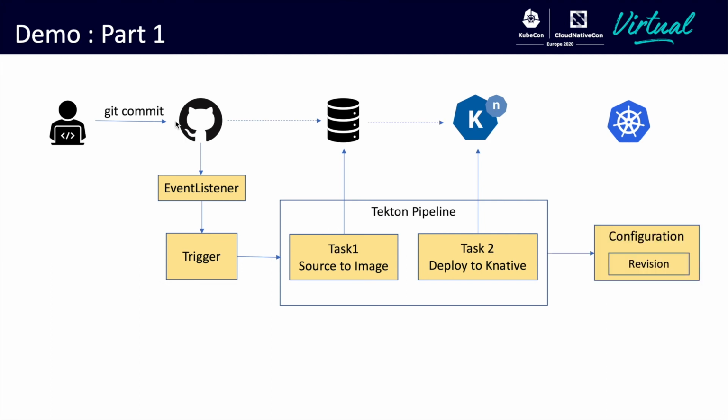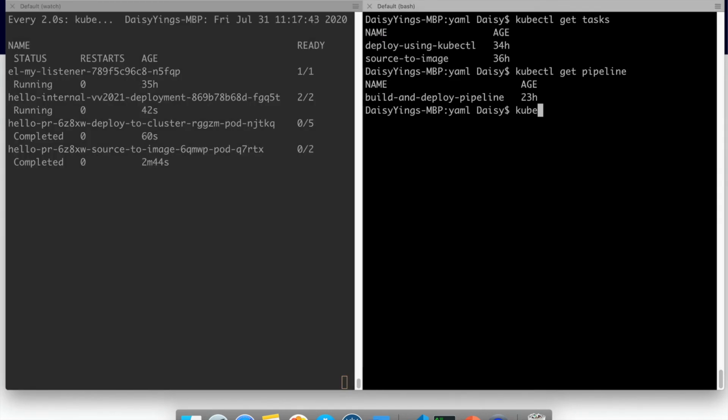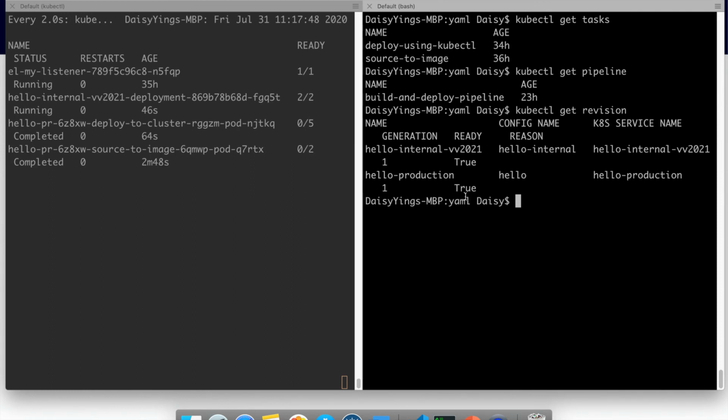After these two tasks are completed, a configuration, revision and route will be created. The route will generate an endpoint. We can invoke that endpoint for testing. Let's see. You see, I have two revisions now. This Hello Production is the old one, and the Hello Internal 2021 is the new one we just created.